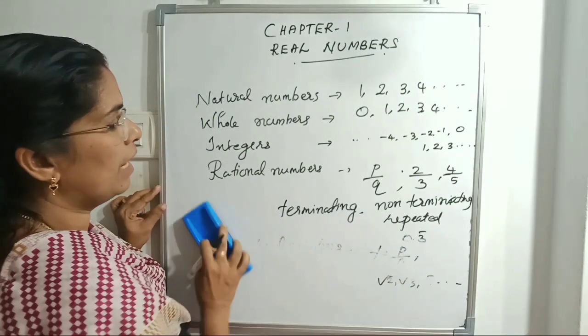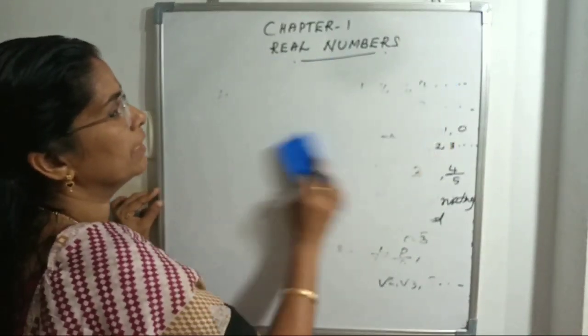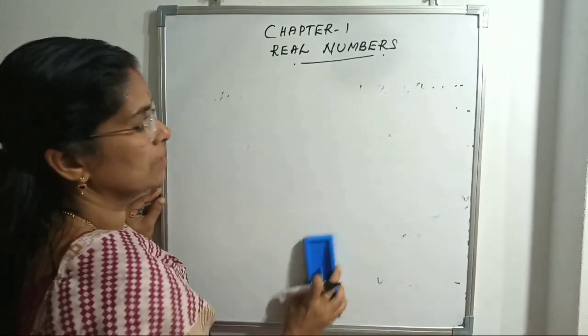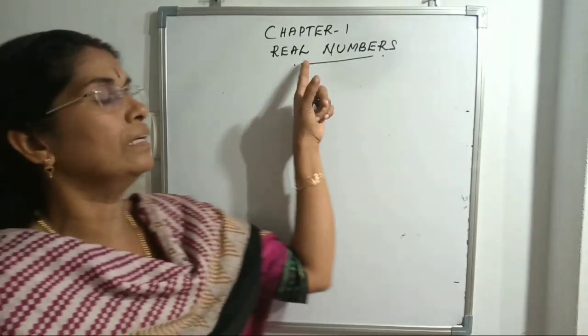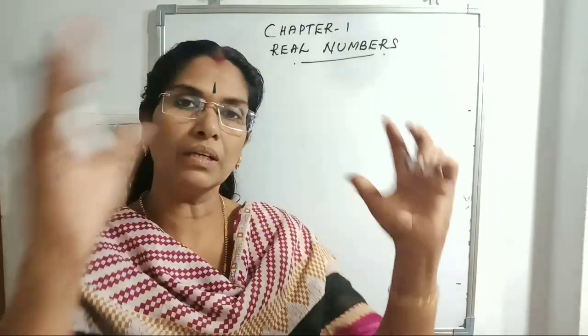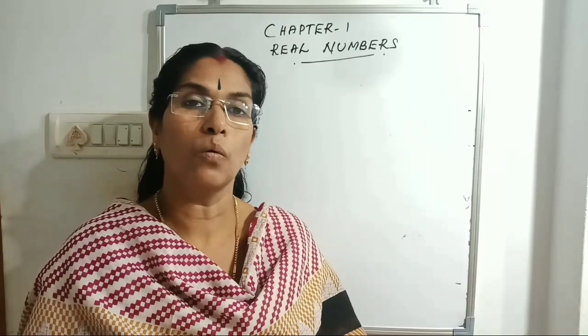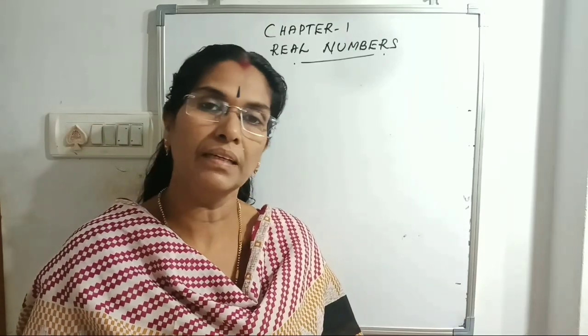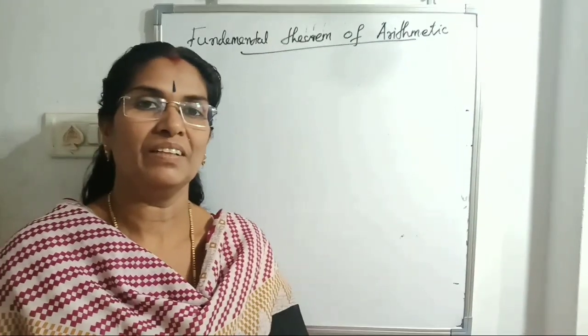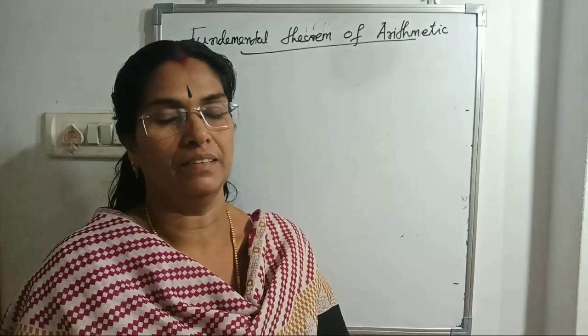Next, the collection of all these groups, whole numbers, natural numbers, integers, rational numbers and irrational numbers, that whole collection is called real numbers. Clear? All together we are saying it as real numbers. In real numbers, all numbers are included. Clear? Okay, our next topic is the fundamental theorem of arithmetic.